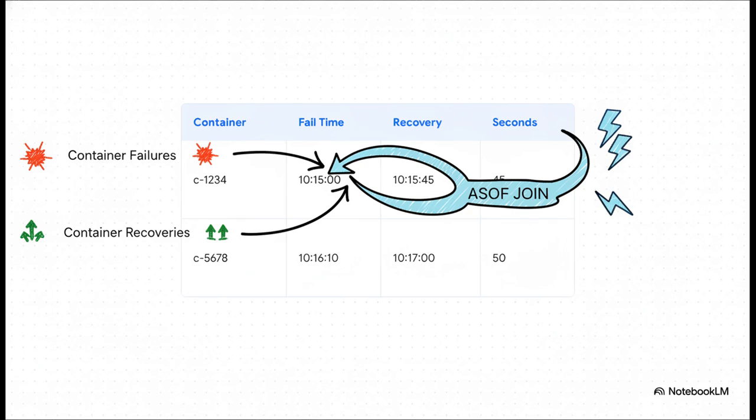Real systems produce multiple streams of asynchronous events, right? You might have one stream for container failures and a totally separate stream for container recoveries. Notice how the ASOF join basically works magic here. It connects a failure event to the very next recovery event that follows it in time, dynamically calculating the exact downtime on the fly. You've essentially built a custom metric right when you needed it, linking disjointed event streams into a perfectly coherent timeline. It's a real game changer for incident response.